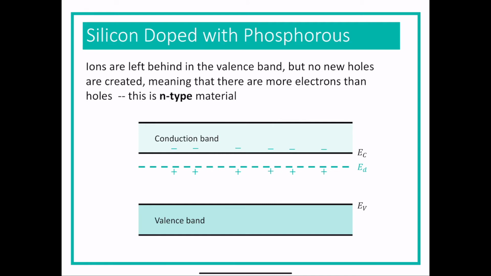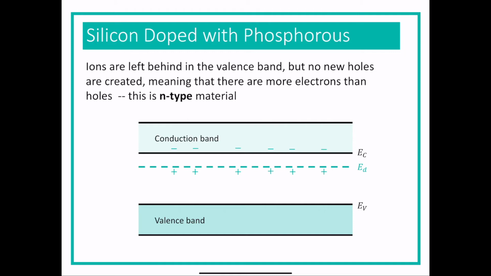So this means that all the electrons that are brought in by the dopants are just electrons that are added, and no other holes are added, which means there will be more electrons than holes. So this is what we call N-type material. N-type material is any type of extrinsic semiconductor material that has more electrons than holes.